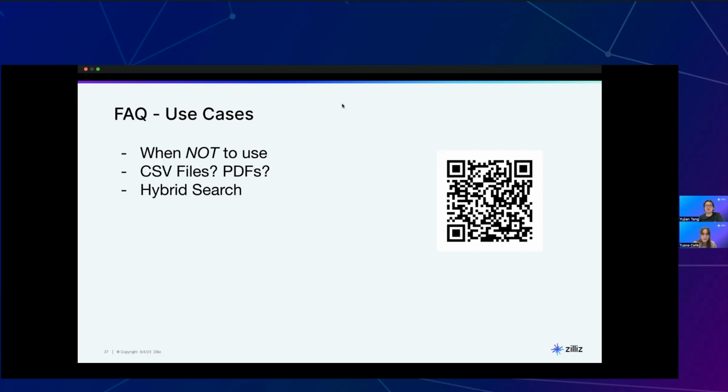I have a question regarding vector similarity search. My understanding is, oh, by the way, this QR code is to a vector database benchmarking tool.